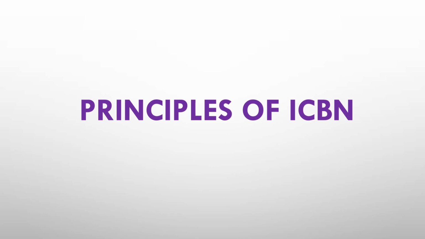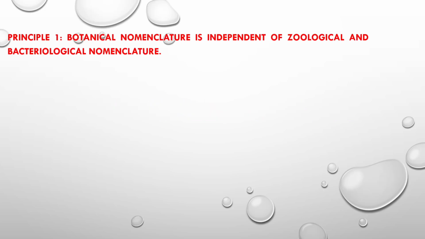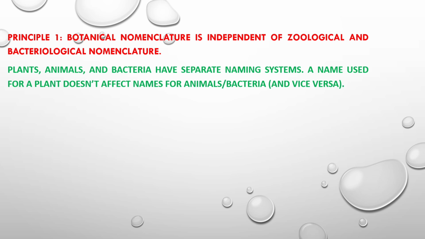Sam's Biology. In this video, we will discuss the principles of ICBN, the International Code of Botanical Nomenclature, now called ICN, the International Code of Nomenclature for Algae, Fungi and Plants. It has 6 principles. We will understand all 6 one by one in a very easy way so that everyone can understand them very clearly. Our first principle is that botanical nomenclature is independent of zoological nomenclature.